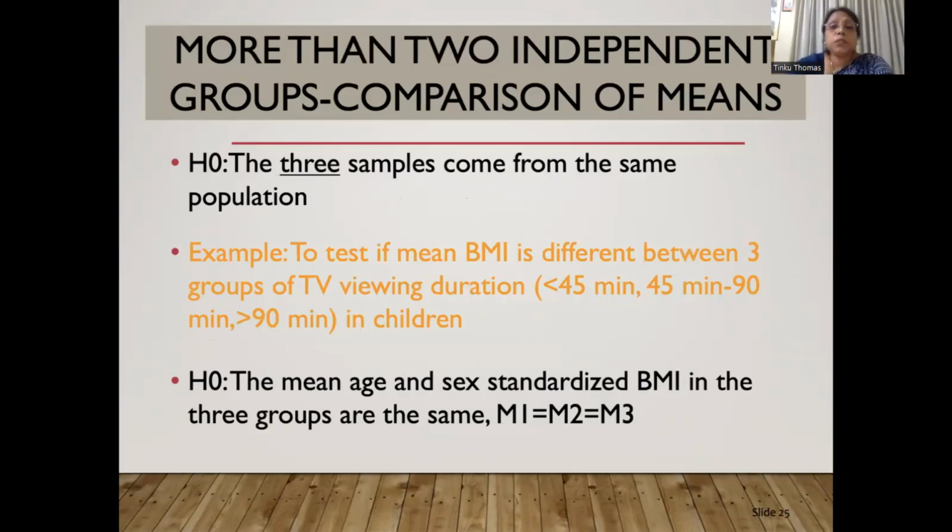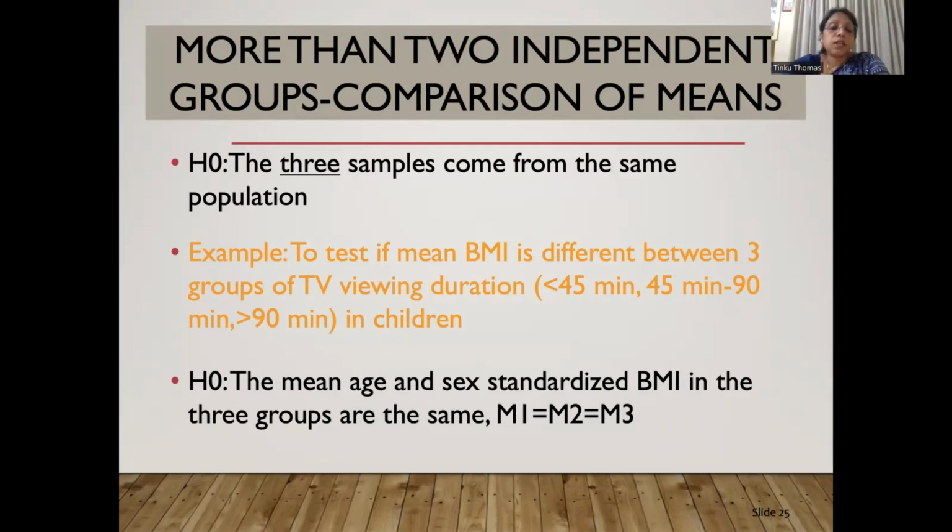Now, suppose we have more than two independent groups. In this case, we have to use another test and not multiple t-tests. Doing multiple t-tests will bring about the problem of multiple comparisons, and that increases our type 1 error. Therefore, we have to do one single test instead of doing 3 different tests.